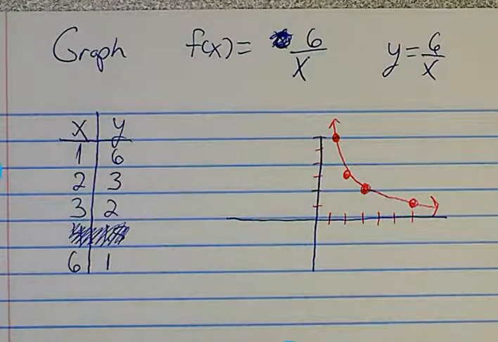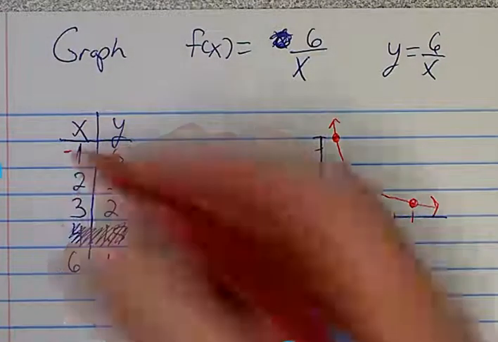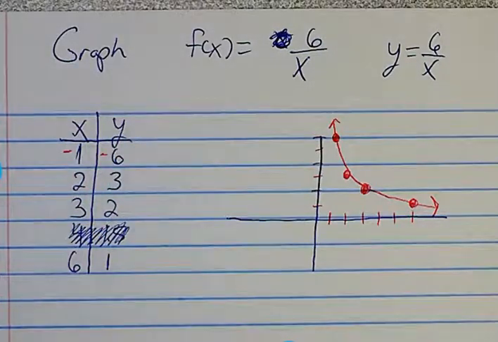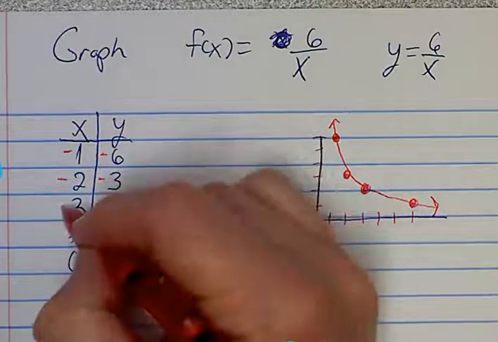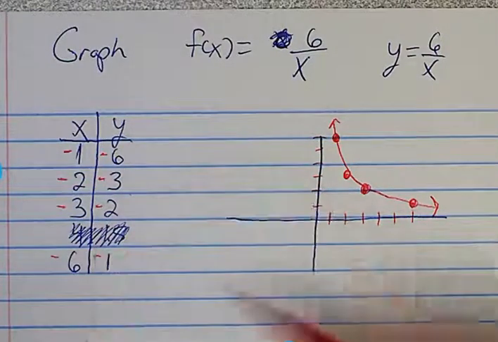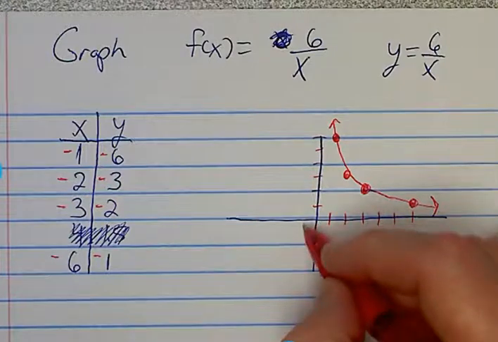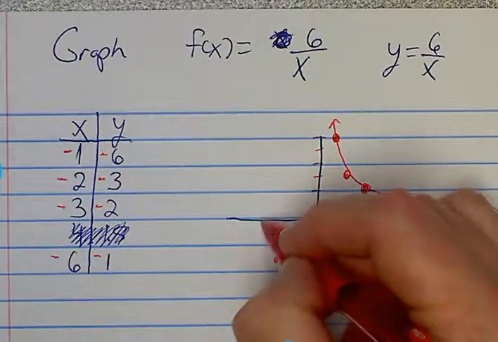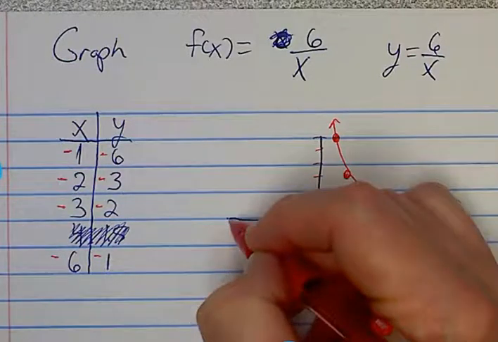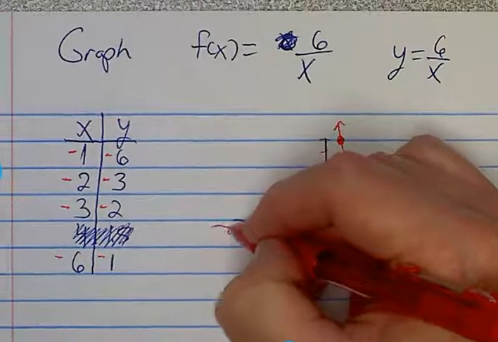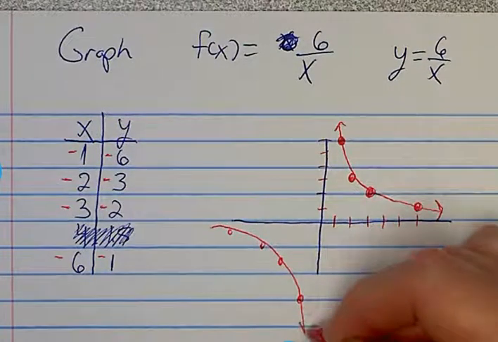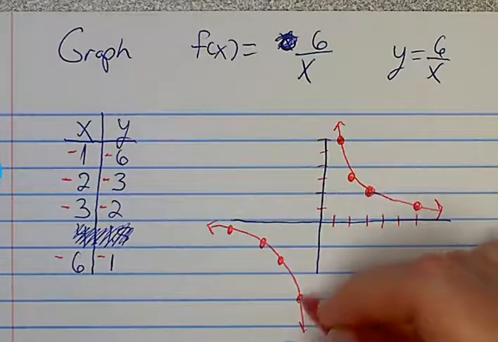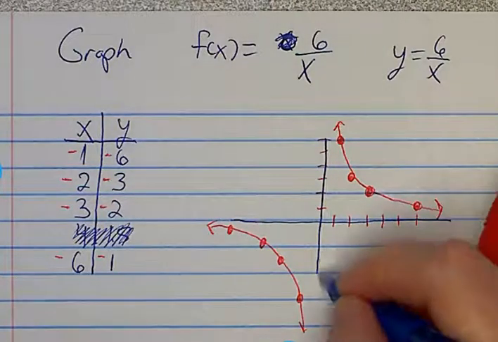Okay. If you want to make it for the other part, just change these numbers. Change that to a -1. What's 6 divided by -1? Just -6, right? So all you're going to do then is go back and change these numbers so they're also negative. And then you've got the exact same graph there. You've got -1, -6, -2, -3, -3, -2, and then -6, -1. And then you have the exact same graph that would go that way.